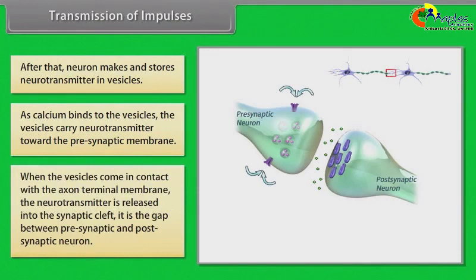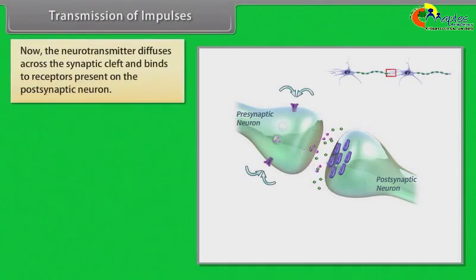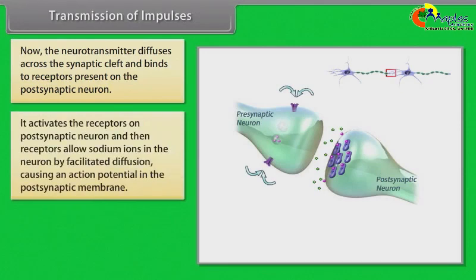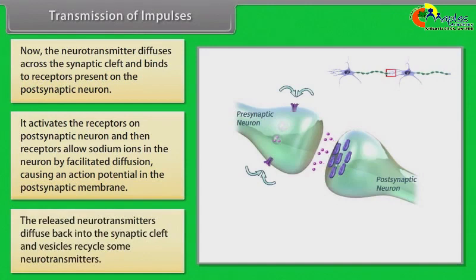It is the gap between the presynaptic and postsynaptic neuron. Now, the neurotransmitter diffuses across the synaptic cleft and binds to the receptors present on the postsynaptic neuron. It activates the receptors on the postsynaptic neuron, and then the receptors allow sodium ions in the neuron by facilitated diffusion, causing an action potential in the postsynaptic membrane. The released neurotransmitters diffuse back into the synaptic cleft and vesicles recycle some neurotransmitters.